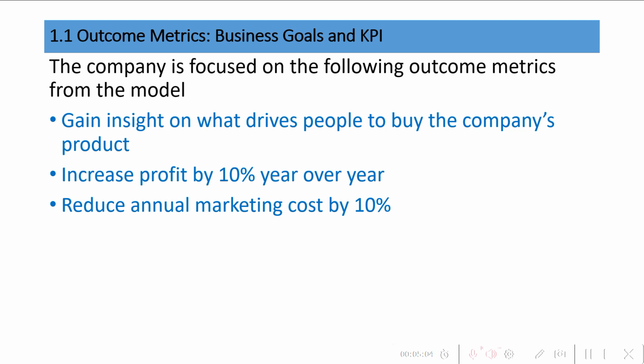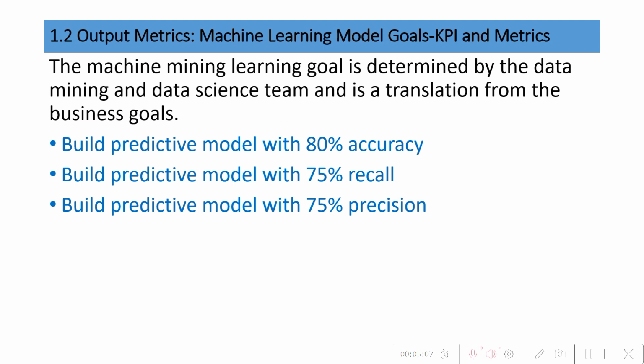Reduce the annual marketing cost by 10%. And what are the output metrics from the recommender model? Those are the machine learning model goals, the KPI metrics. The machine learning goal is determined by the data mining and data science team, and is a translation from the business goals. Build the predictive model with 80% accuracy.